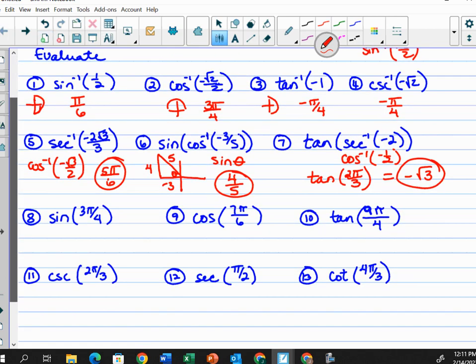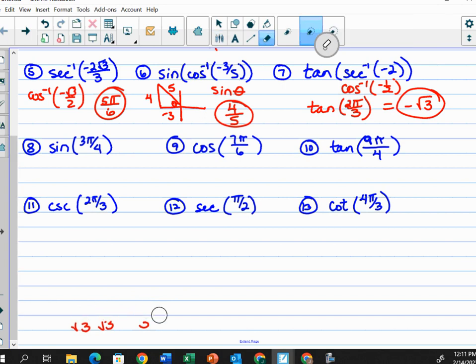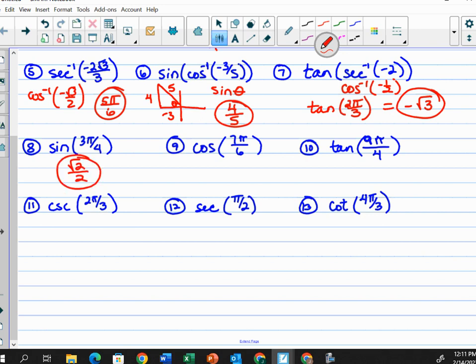All right. The trig values. So this is what your little trig quiz will be on. It will have secant, cosecant, all that stuff, okay? We're starting that this quarter. All right, what is the sine of 3 pi over 4? Positive. Okay. Cosine, 7 pi over 6? Good. Tangent, okay, 9 pi over 4.